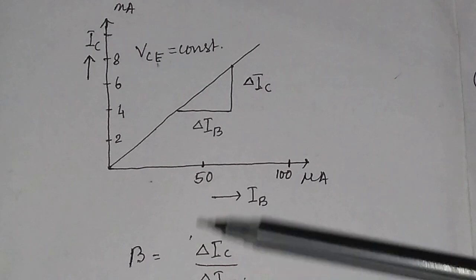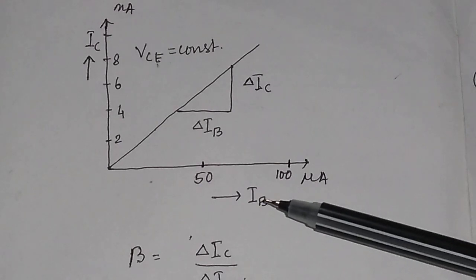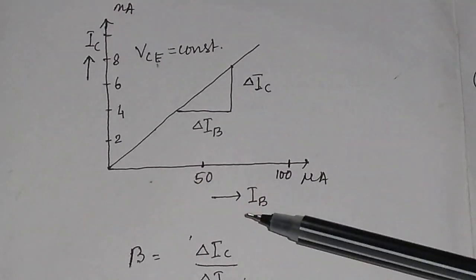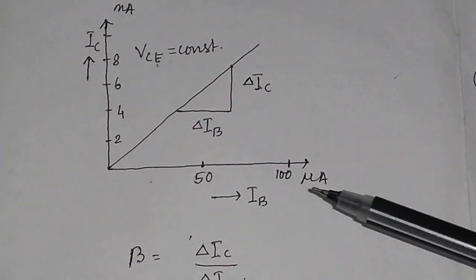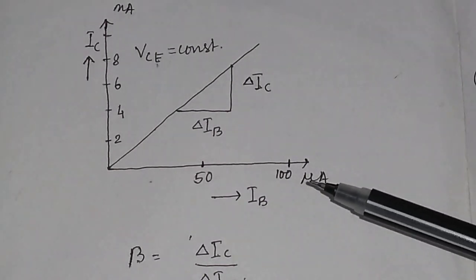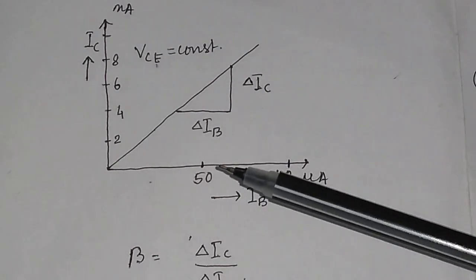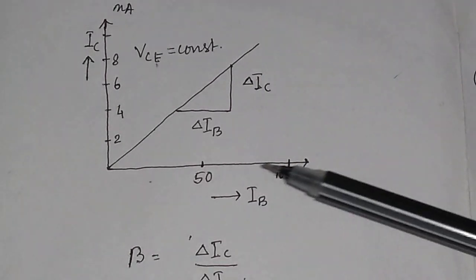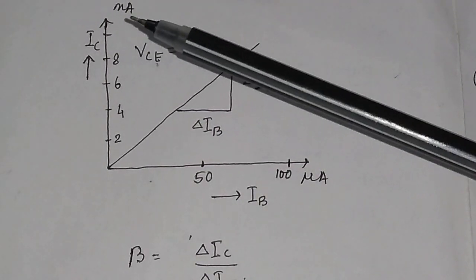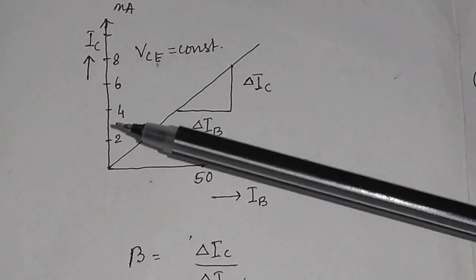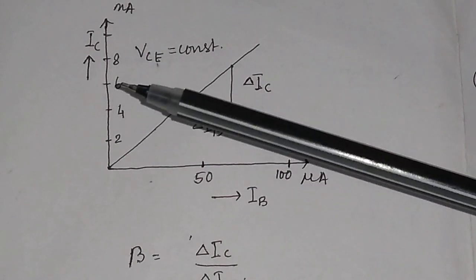We basically take current gain beta, and the current gain can be measured by plotting a graph between input current, that is the base current, and the output current, that is the collector current. On the x-axis you take the base current, which is of the order of microampere, and you give current of the order of 100 microampere. In the output you will get collector current of the order of milliampere, around 10 milliampere. That is why I have taken here 2 milliampere, 4, 6, 8.